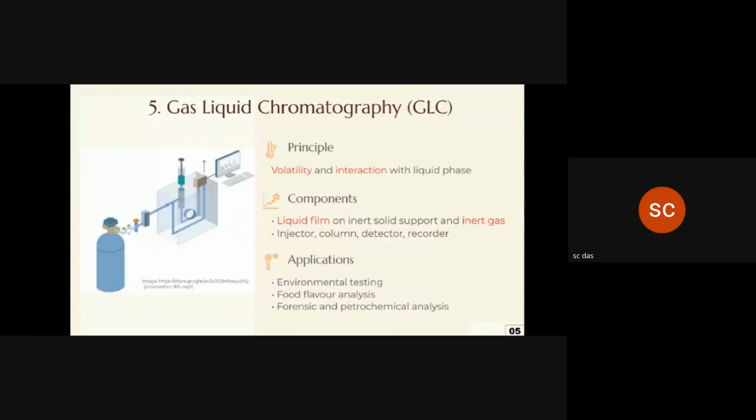The mobile phase is an inert gas, and the stationary phase is a liquid film coated on the inert solid.